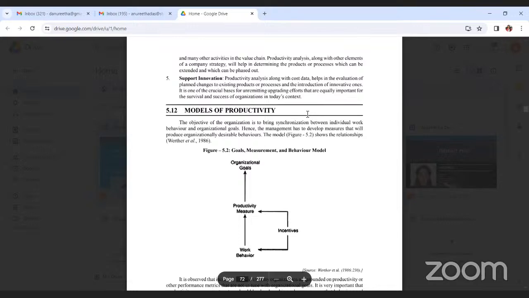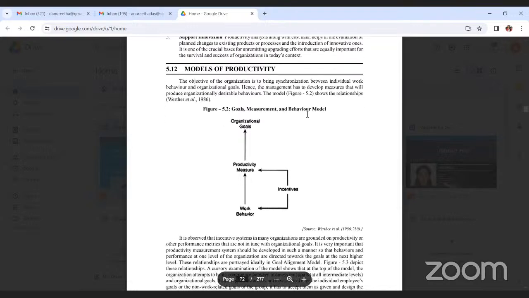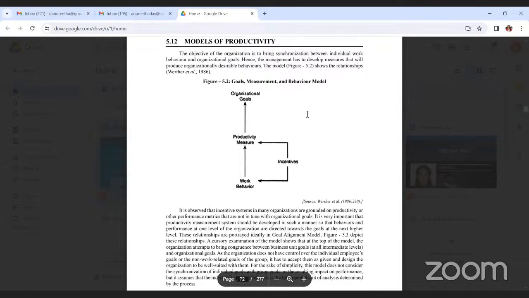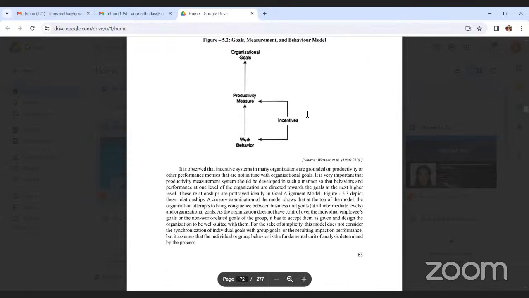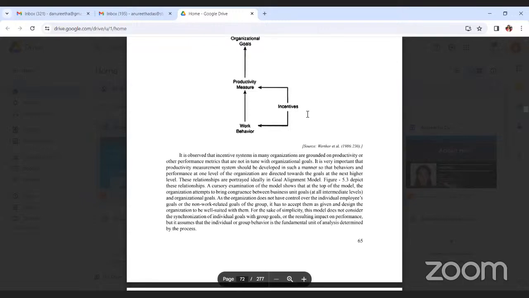Models of productivity. The objective of the organization is to bring synchronization between individual work behavior and organizational goals. So this is the figure that will explain to us the relationship. Organizational goals, productivity measures, work behavior, incentives.